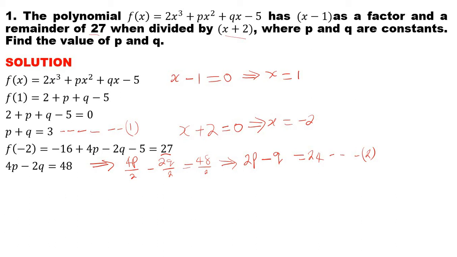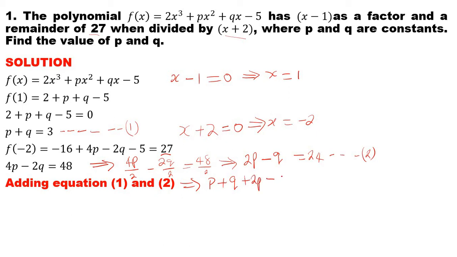Okay, so I will add equation 1 and 2. So in doing that, I will have this. Okay, this is my equation 1, p plus q, plus 2p minus q. I'm adding the 2, and that will give me 24 plus 3. So I'll have this, and this giving me 0. Then I'll have 3p to be equal to 27.